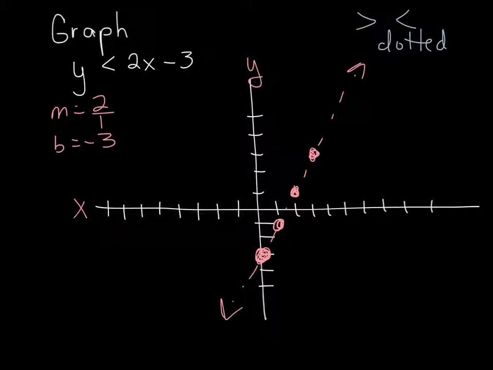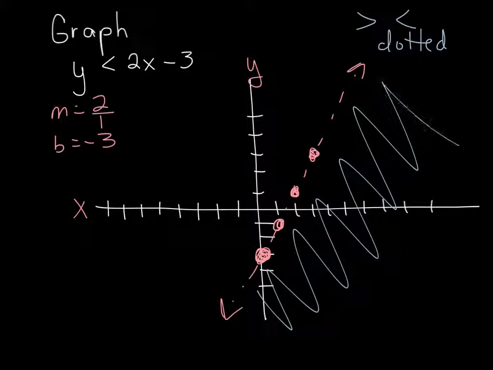Now I need to talk about my shading. Back up here, it says y is less than. So I want to look at this and ask myself, looking at this y-axis, which side of this line, this side or this side, are my y numbers decreasing because of that less than? Am I decreasing y on this side? No, I'm going up. So I am decreasing on this side, so I would shade on this side of the line.